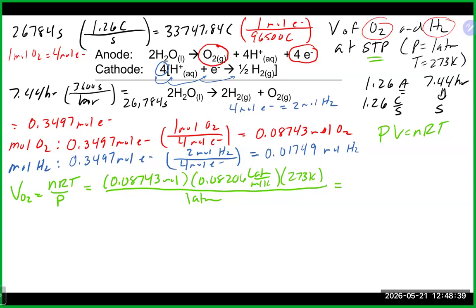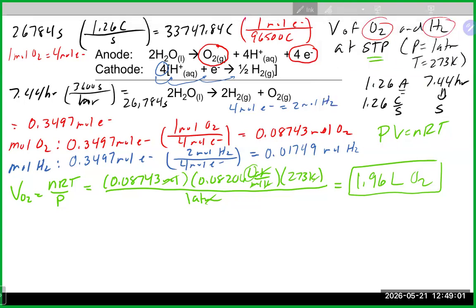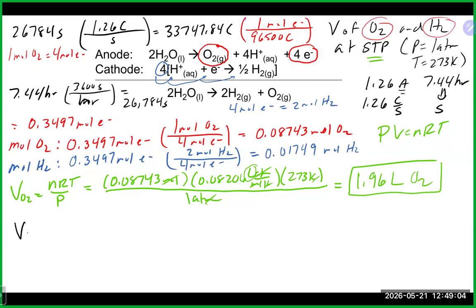And that's going to yield us 0.08743 times 0.08206 times the 273. That's going to get us 1.96 liters of oxygen, as that's the only unit left after all these others cancel. We basically could do the exact same calculation if you chose to for hydrogen. The only difference is going to be we're going to use hydrogen's moles.